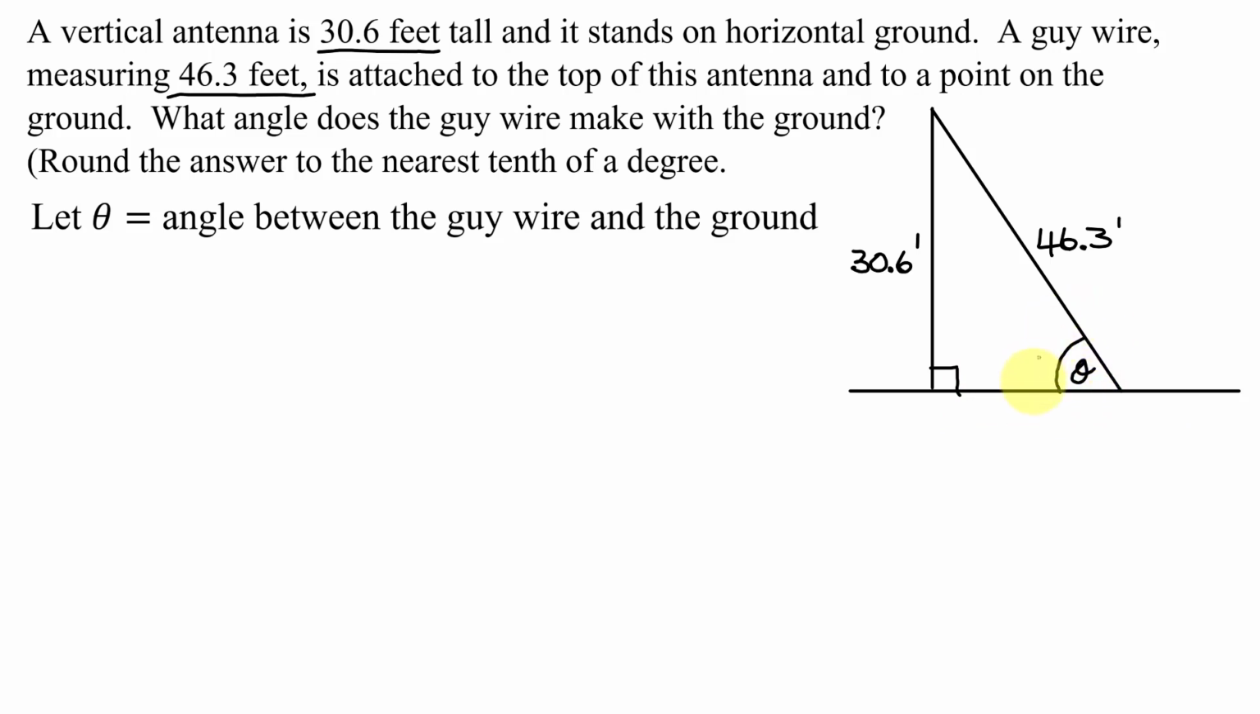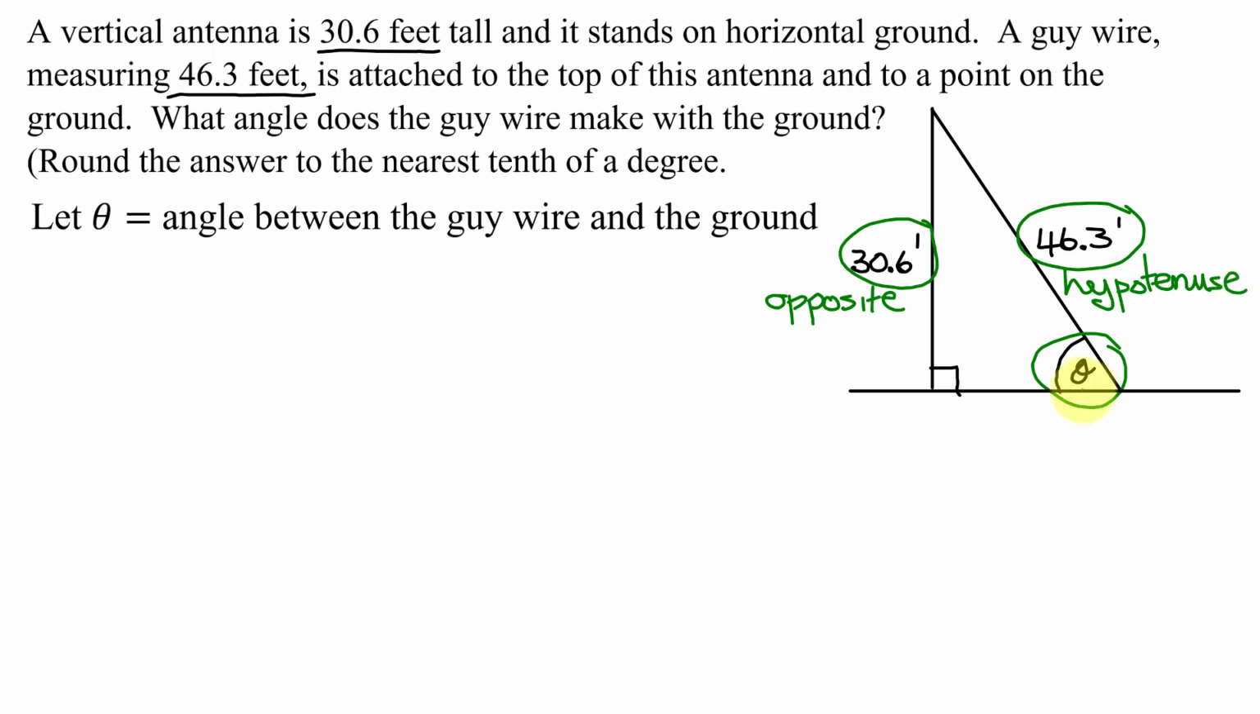Now to find theta, notice I have a right angle here, so I have a right triangle, and I'm given two sides, and I need to find an angle. So I'm going to have to set up a trig function using this angle and these two sides. Well, in this right triangle, 30.6 is the side that is opposite angle theta. So that is my opposite side. And 46.3 is the side opposite the right angle. So it is the hypotenuse.